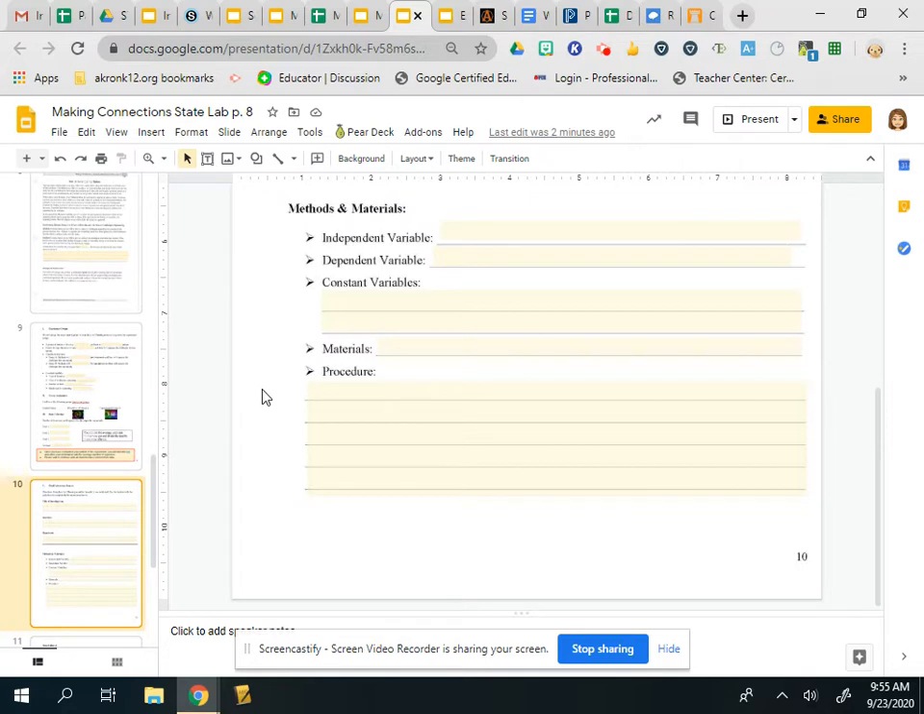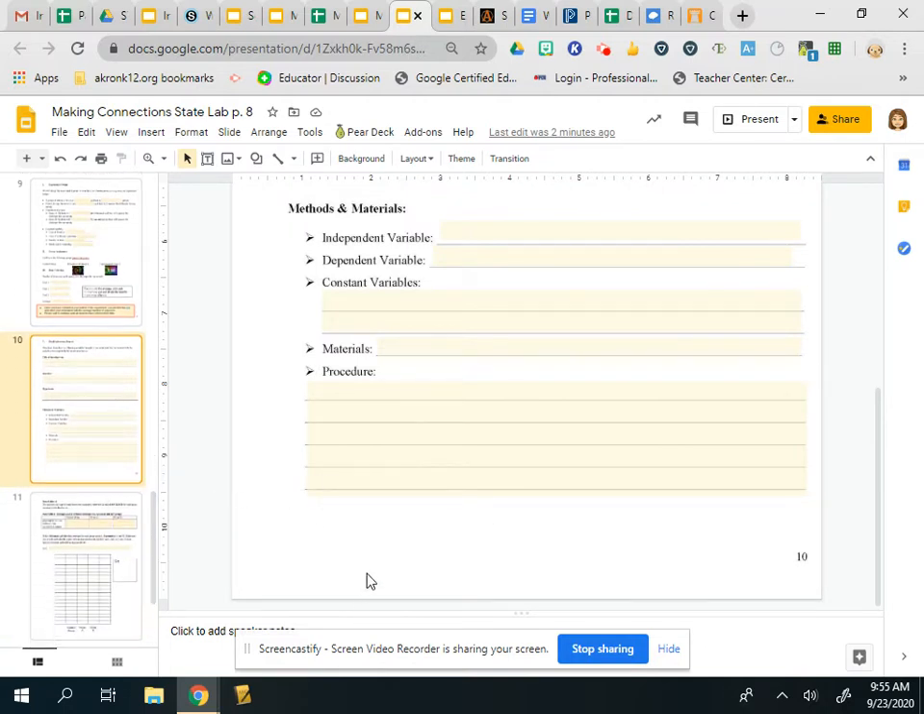You want to write it with enough detail that someone who's never been in this class before can follow your directions and do the exact same experiment that you did with the same detail. So you have to be very specific. And your text box will expand as you type. So if you need more space, that's fine. You can type past the edge of this paper.